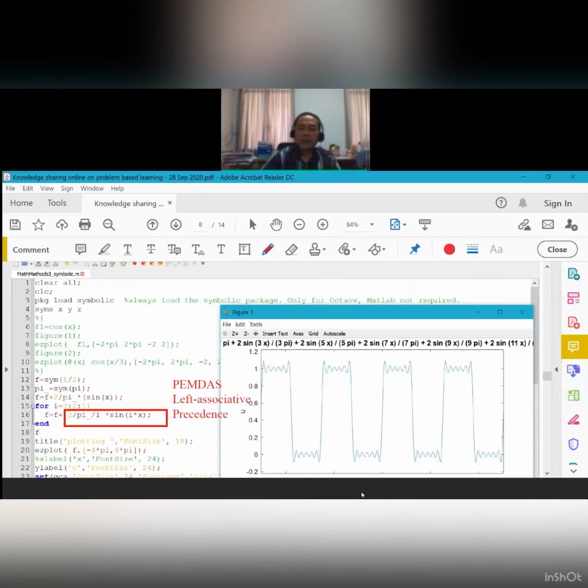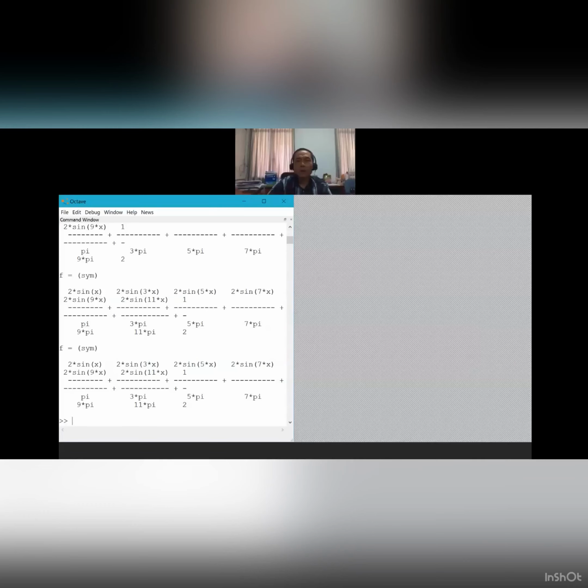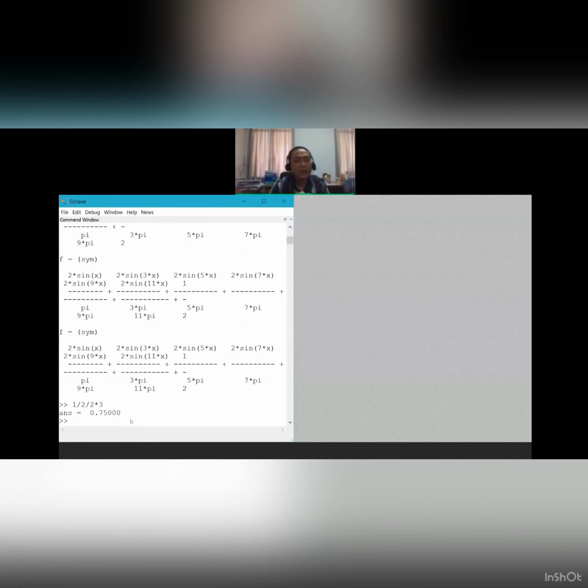So for example here, what is this left associative? For example, 1 divided by 2 divided by 2 multiplied with 3. So what is this? Actually this is equal to 3 over 4. So actually this is important.